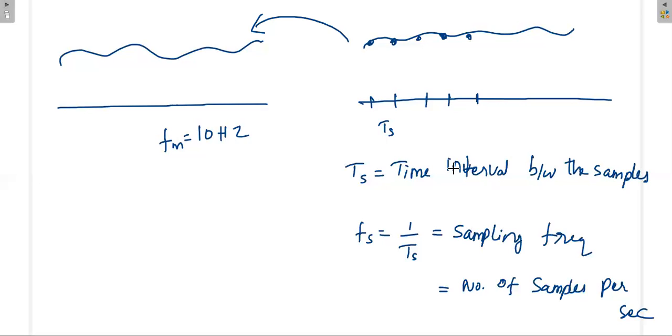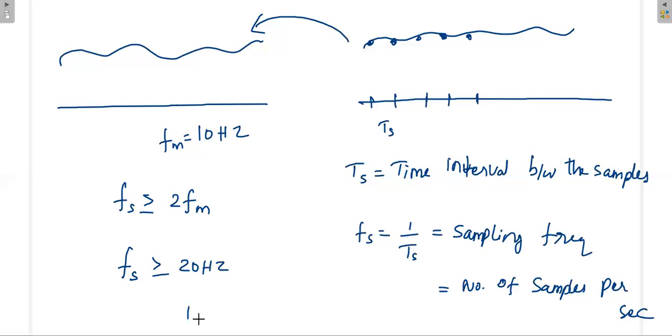Again, what should be the minimum sampling frequency? If you are taking more number of samples, very easily you can recover back. What is the bottom limit for the sampling frequency, that means how many minimum samples should be there per second? That is the sampling theorem. The sampling frequency should always be greater than or equal to 2 Fm. Suppose the maximum frequency present in the signal is 10 hertz, then our sampling frequency should be greater than 20 hertz.